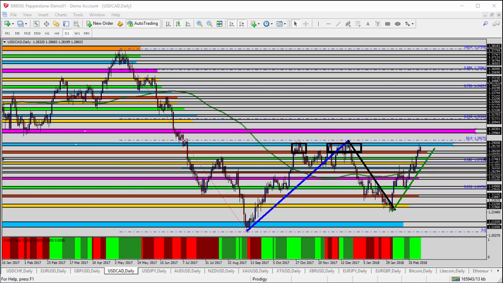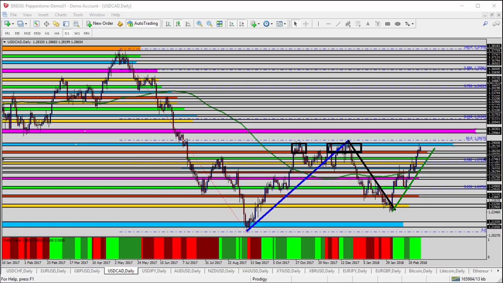Today we're going to take a look at the USDCAD, the US dollar versus the Canadian dollar, for today's trade analysis. We've zoomed way out here on the daily time frame so we can get a longer term view of this currency pair and the levels that we are approaching and reaching.